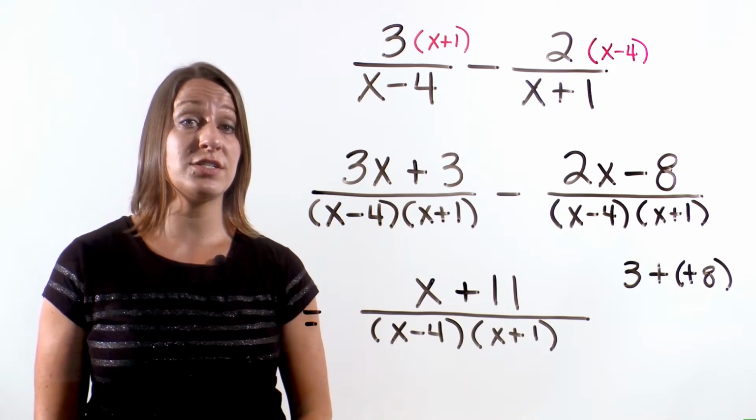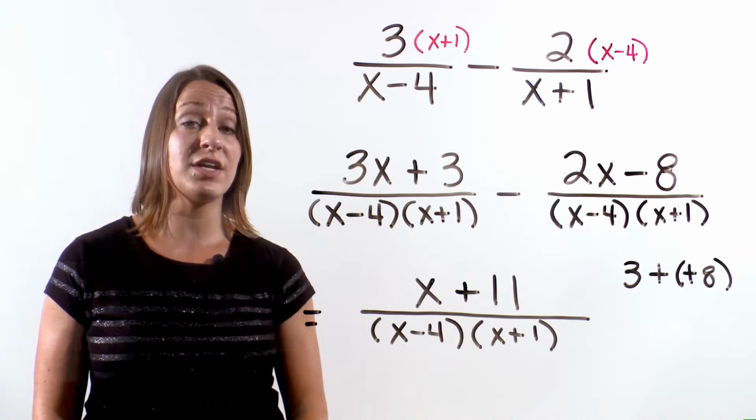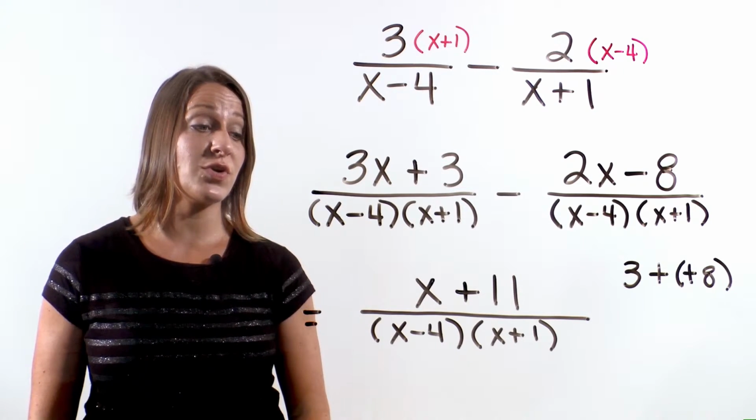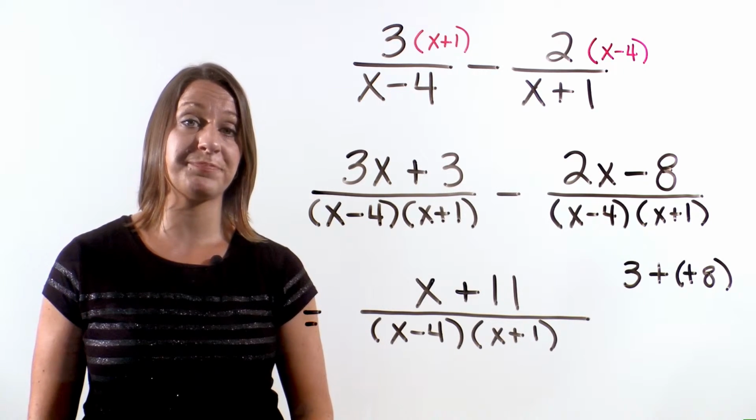So our final answer to this problem is x plus 11 over x minus 4 times x plus 1.